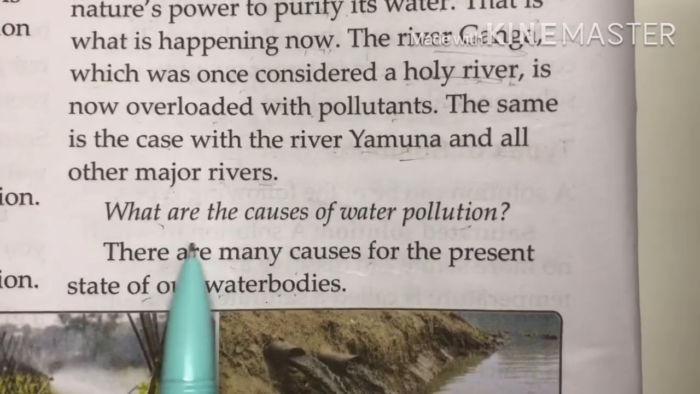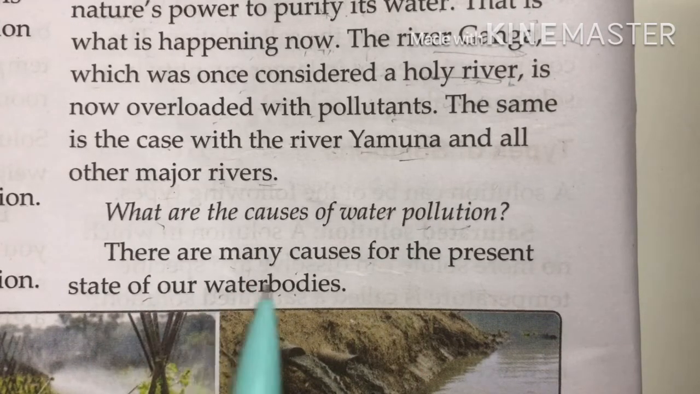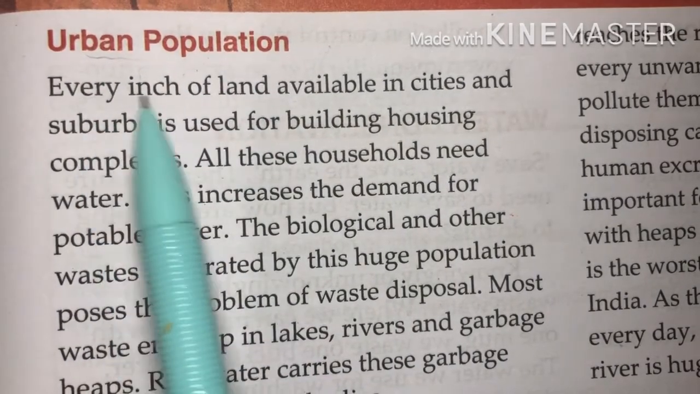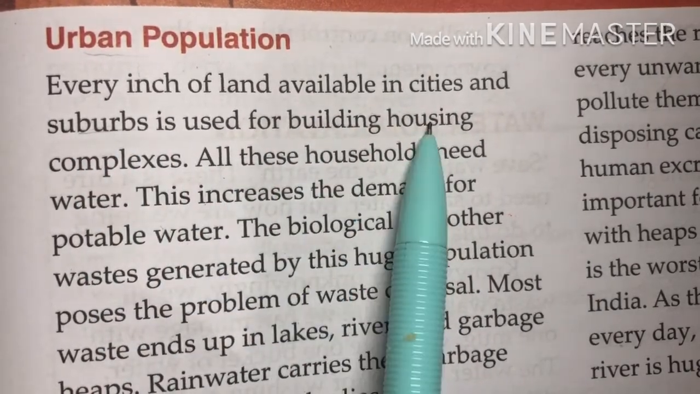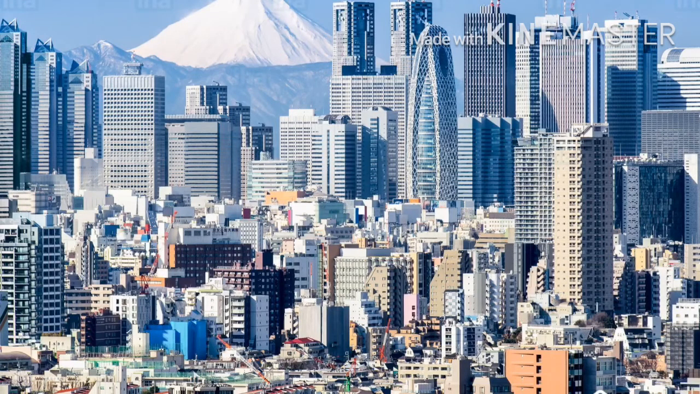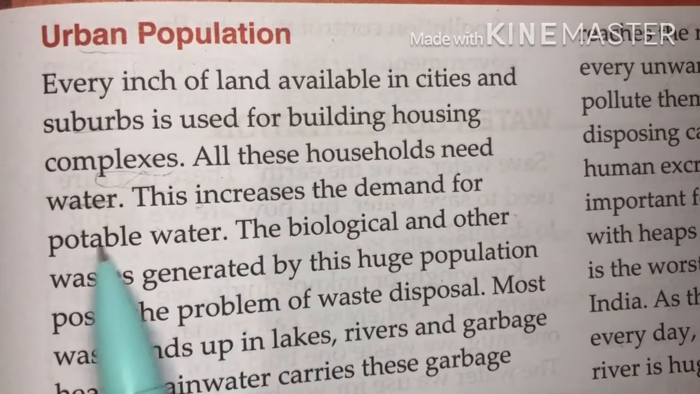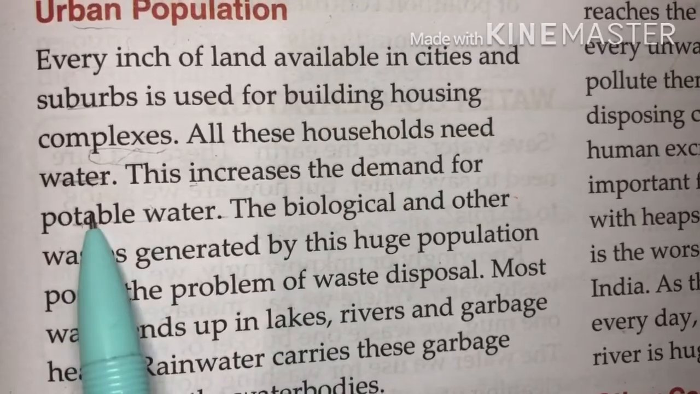Now we will see what the causes of water pollution are. There are many causes for the present state of our water bodies. First one is urban population. Every inch of land available in cities and suburbs is used for building housing complexes. These housing complexes need water, so this increases the demand for potable water. Potable water is water that is fit for drinking, that is pure water.